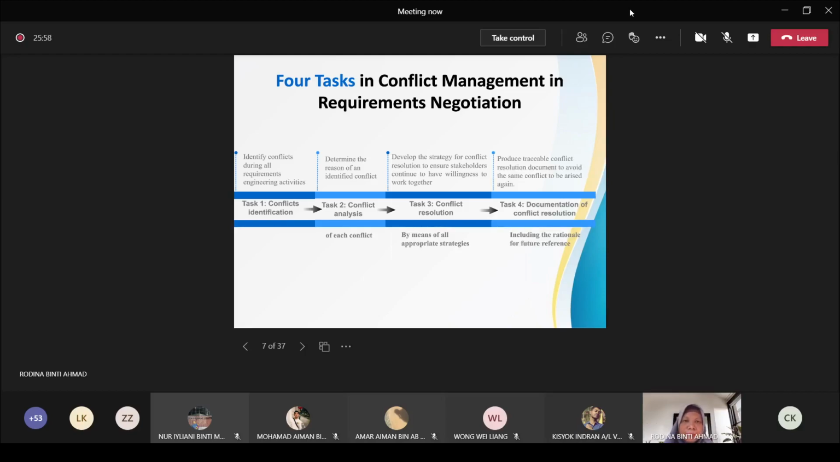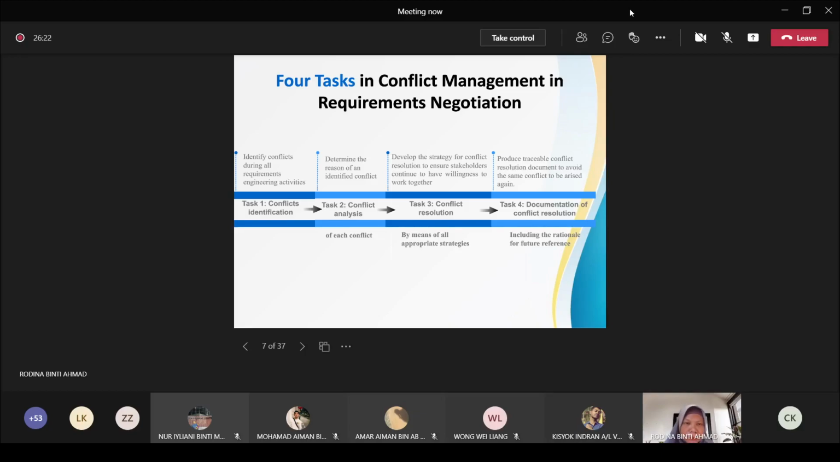And then after that, you have to document them. We have to document the conflict and its rationale, mainly because we do not want it to occur again. And if the conflict arises again, we can use the appropriate measure that has already been documented. So this is also very important.